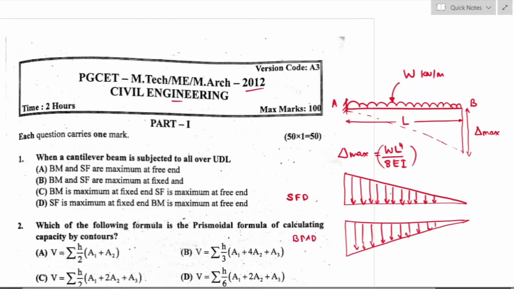where you can observe the intensity of shear force is 0 at the free end and maximum at the fixed end with WL intensity. Similarly, the bending moment is also maximum at the fixed end with the intensity of minus WL square by 12. So, both shear force and bending moment are maximum at the fixed end. Option B is the right answer.